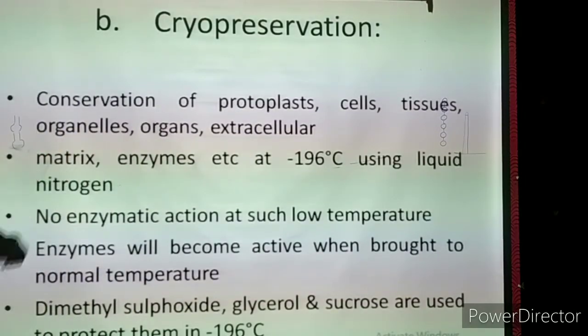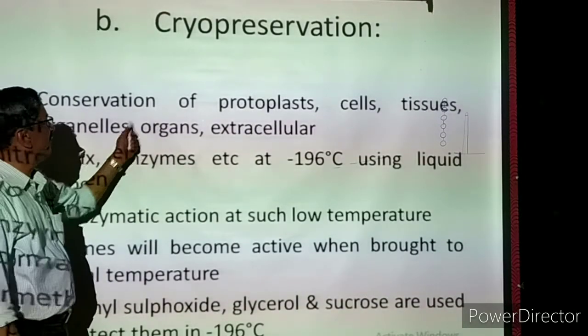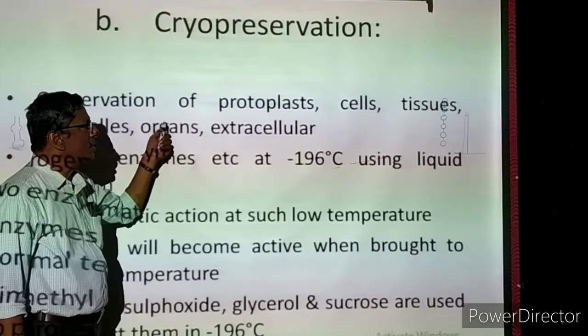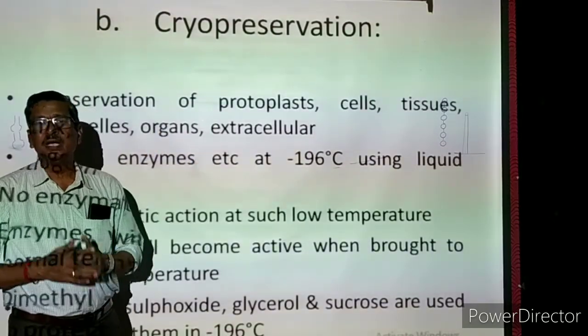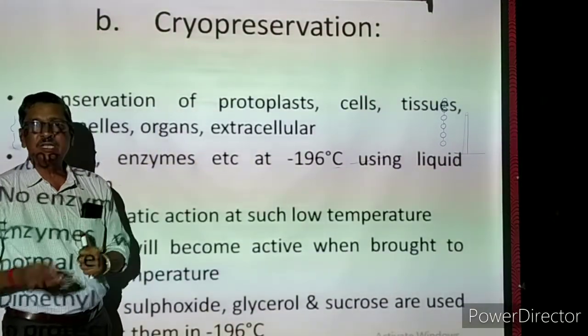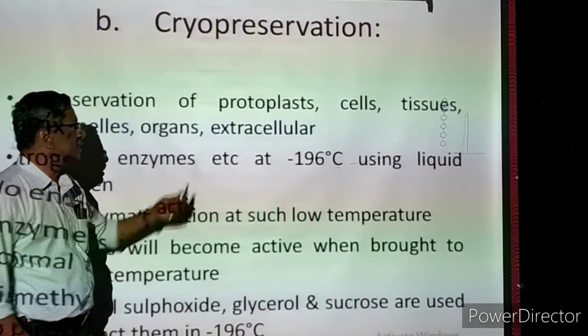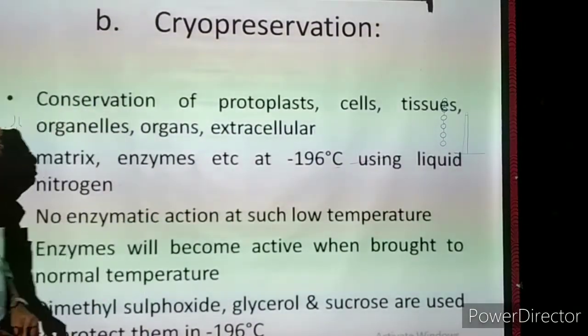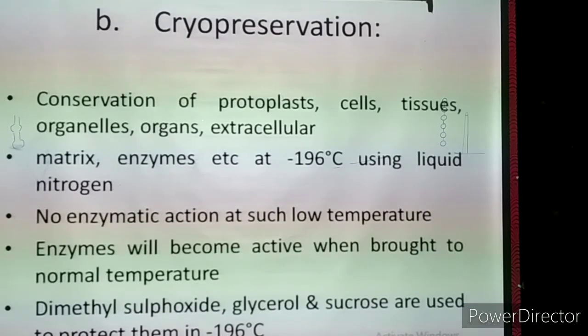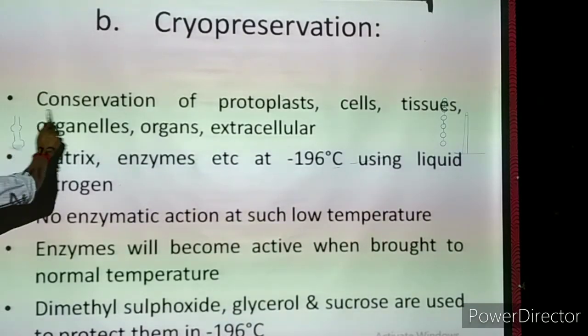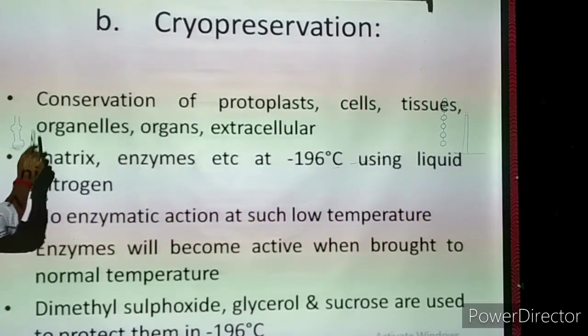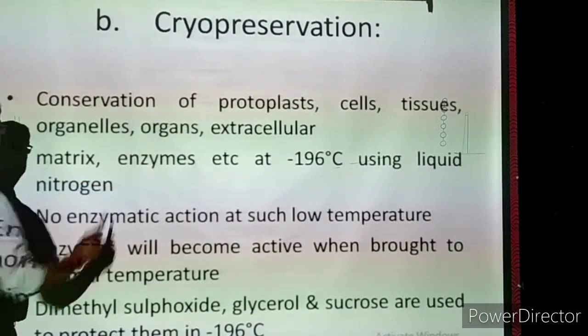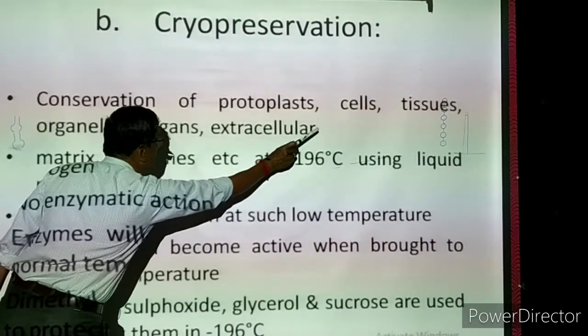Everything you can call organs of the plant. Extracellular structures. What is the meaning of extracellular? Everything is connected with the cells, organs, tissues, everything. Extracellular means there are certain chemicals not seen in the cell, outside the cell. They are called extracellular materials. Everything can be preserved. That is conservation of protoplast, cells, tissues, organelles, organs and extracellular materials, we can say.